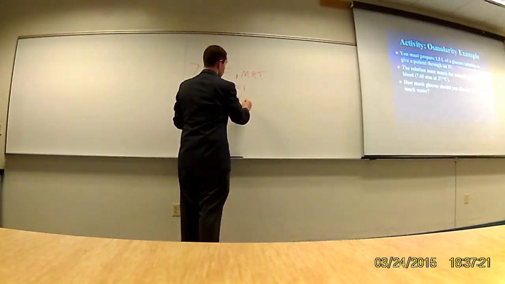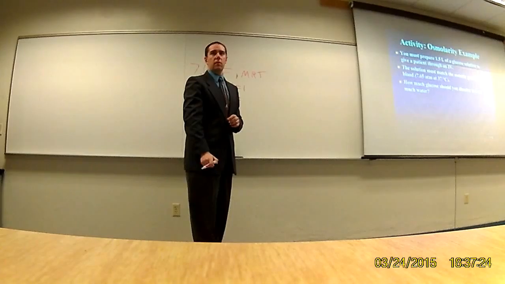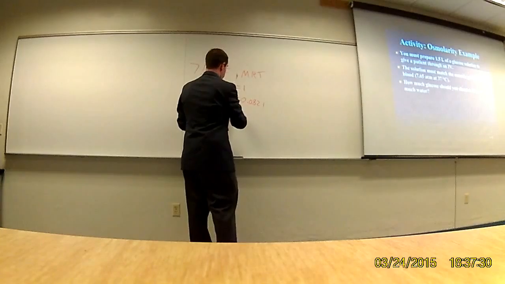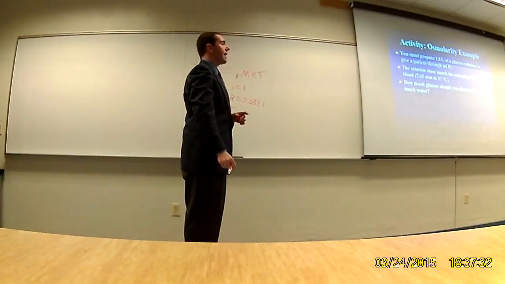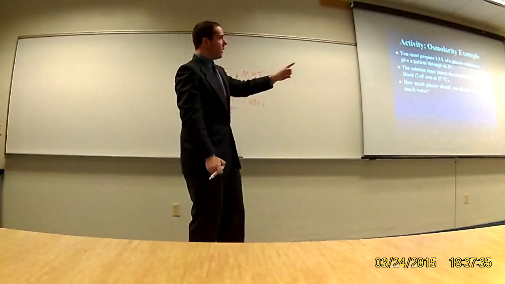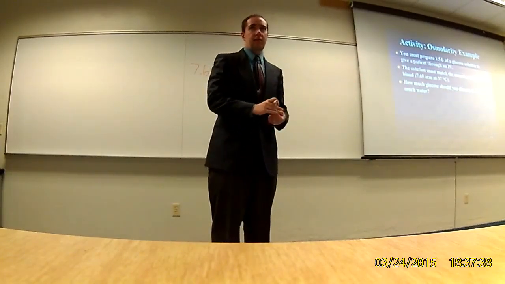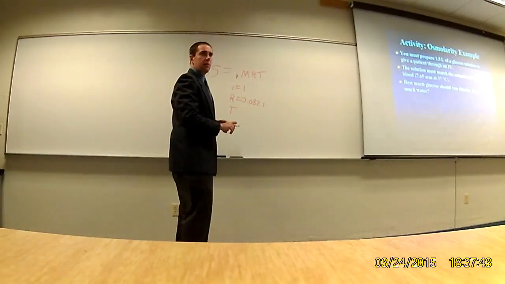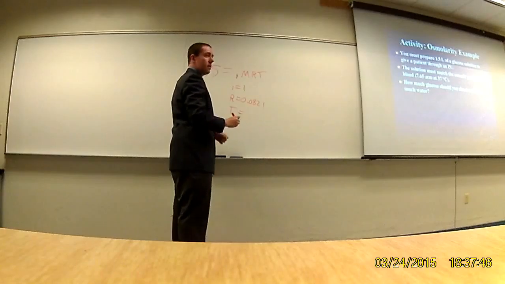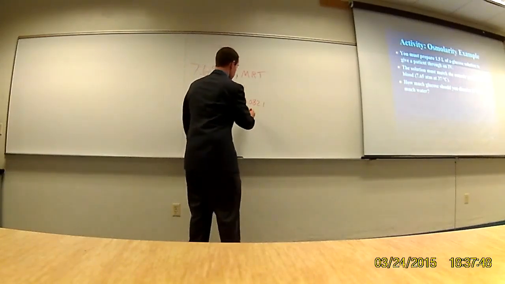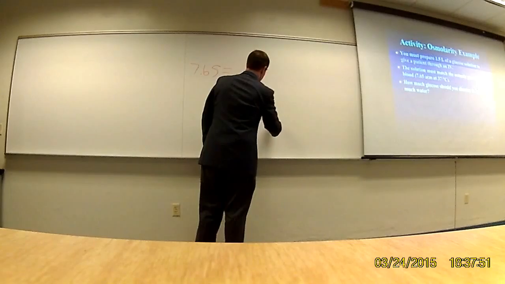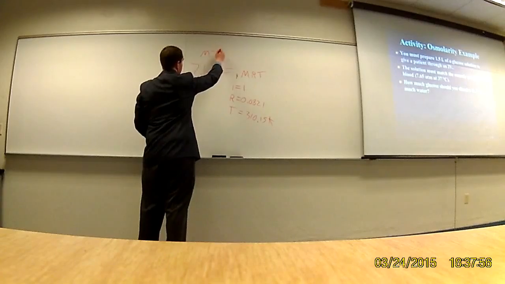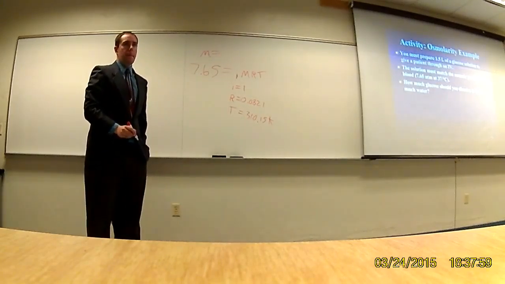What is R? It's our gas constant, 0.0821. T has to be in Kelvin. We're at 37 degrees Celsius, so that's 310.15 Kelvin. So we solve for M, and M comes out to be what?